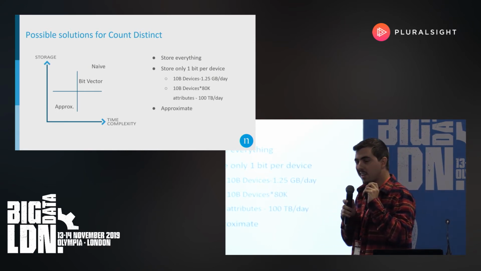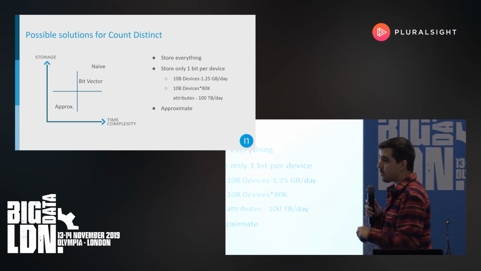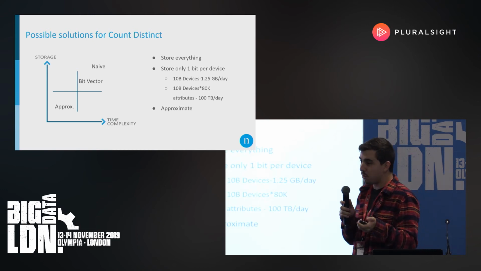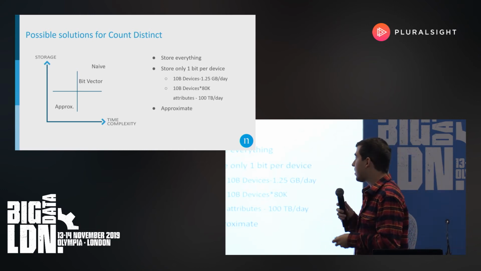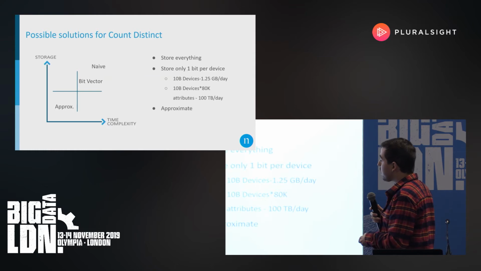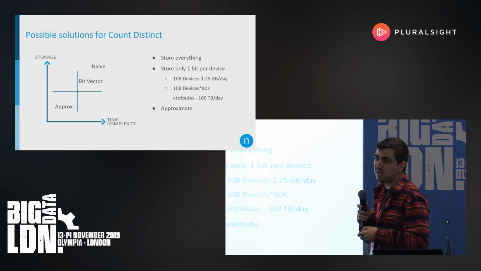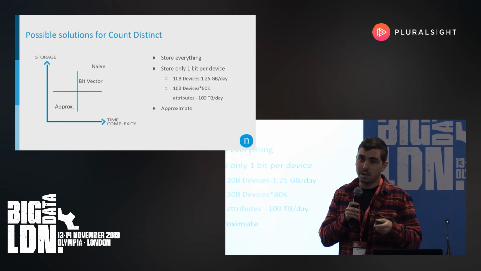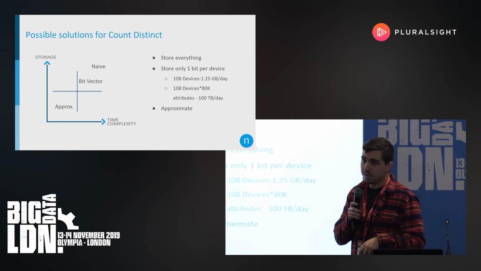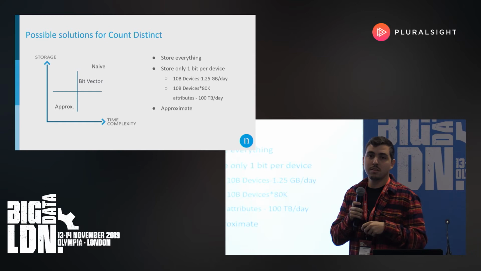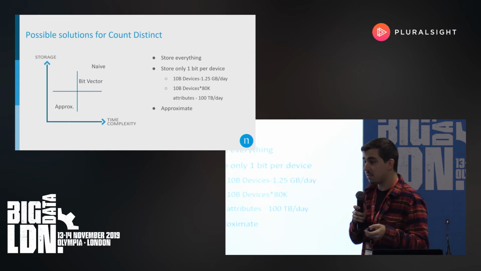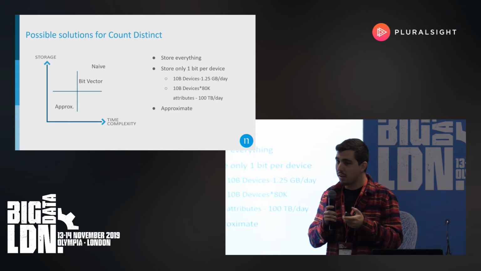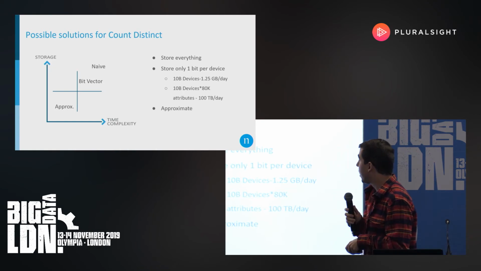But given that we have more than 80,000 attributes, and for each one, again, we need to store 10 billion bits, we will end up with more than 100 terabytes per day, which is quite a lot. And you can understand that for our use case, it's not very scalable. By the way, bit vector is what Elasticsearch is doing behind the scenes. So maybe this can explain why Elasticsearch didn't work for us.